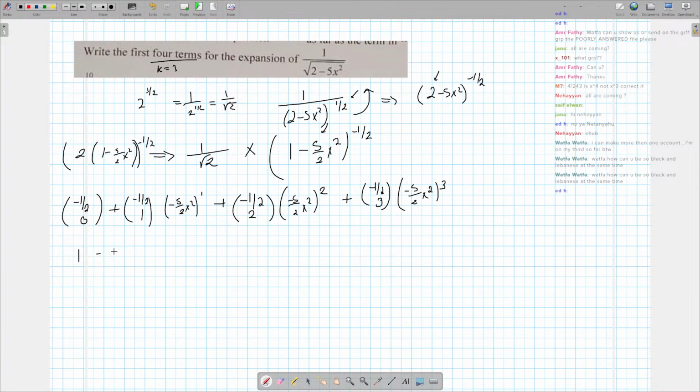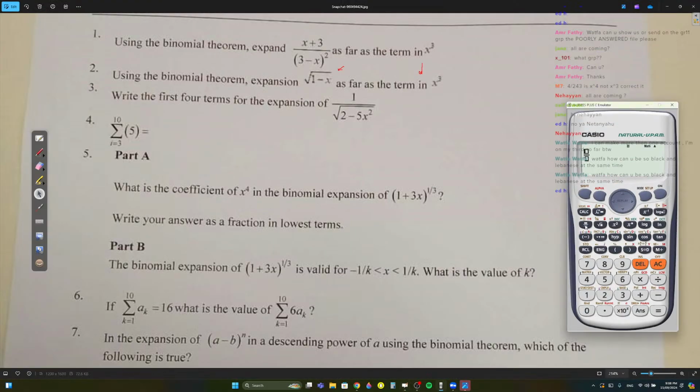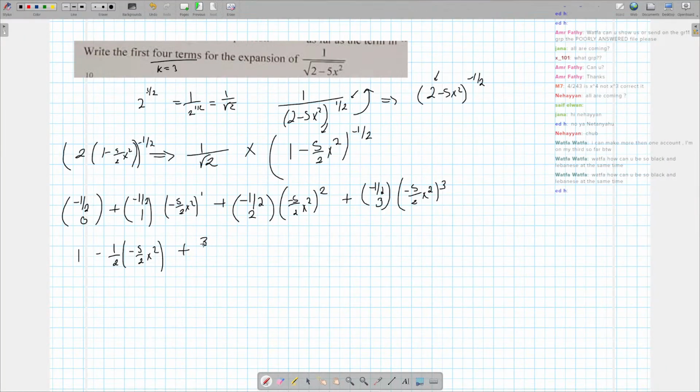Okay, let's see. Minus half C0 is 1. Minus half C1 is minus half times minus 5 over 2 x squared, plus minus half C2. Let's just put it on the calculator. Okay, we're going to put minus half times minus 1, which is 3 over 8. So plus 3 over 8 times minus 5 over 2 squared, which is actually positive, right? So it's going to become 25 over 4. Just put it in a calculator. Okay, and then x squared squared is x to the power of 4, plus minus 1 over 2 C3.